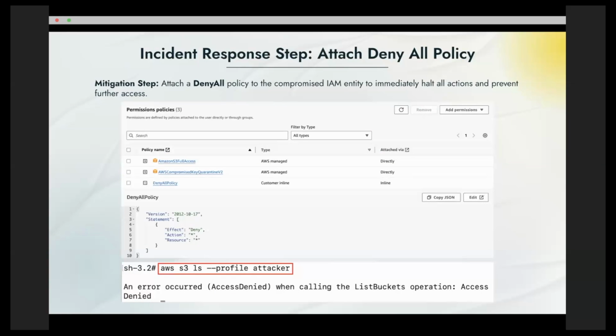For the IAM entity associated with these credentials, we need to attach a deny-all policy. That will in turn prevent this IAM entity from performing any action on any resources within the AWS account. You can see the policy is deny for every action and for every resource. That's a customer inline policy that can be attached on top of the IAM entity. Once attached, you can see these temporary security credentials give an access denied error.